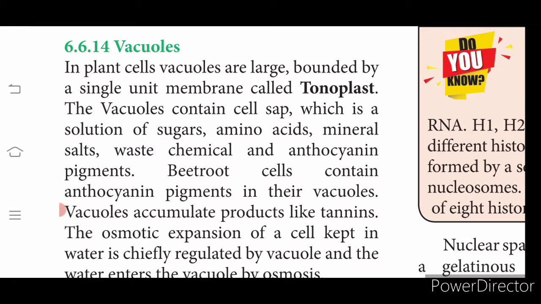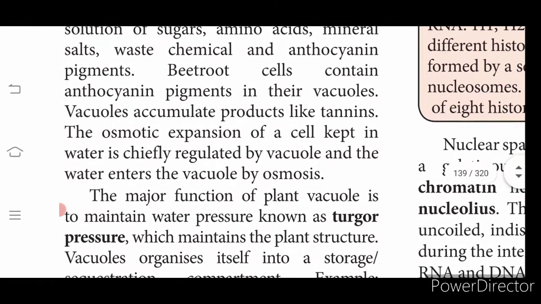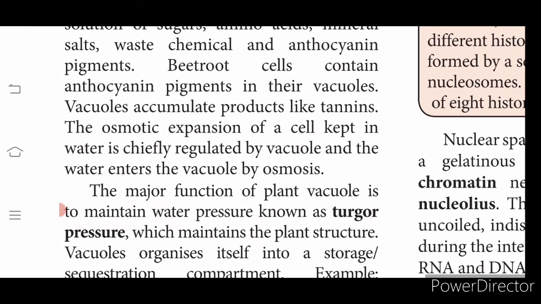The vacuoles contain cell sap, which is a solution of sugar, amino acid, mineral salts, waste chemicals and anthocyanin pigments. Beetroot cells contain anthocyanin pigments in their vacuoles. So why is this vacuole present? It is having cell sap. The role of the vacuole is to store the cell sap. Cell sap will contain all the minerals and water. Vacuoles also accumulate products like tannins.